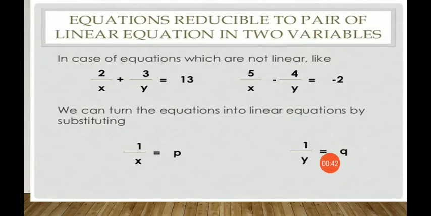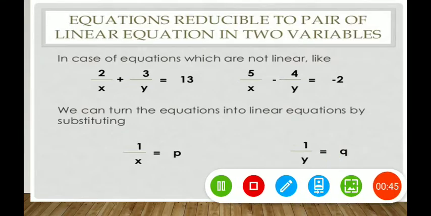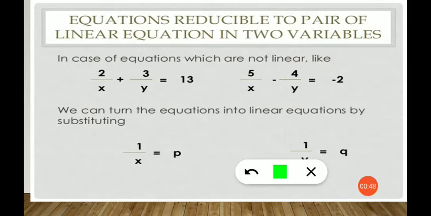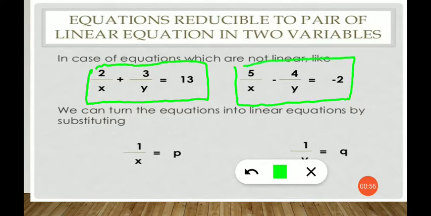Now here on the screen you will see two equations. The first equation is 2 by x plus 3 by y is equal to 13, and the second equation is 5 by x minus 4 by y is equal to minus 2. We know that these two equations are not linear equations in two variables, but if we make the same changes in these two equations, then they can be changed into linear equations in two variables. How? Let's see.